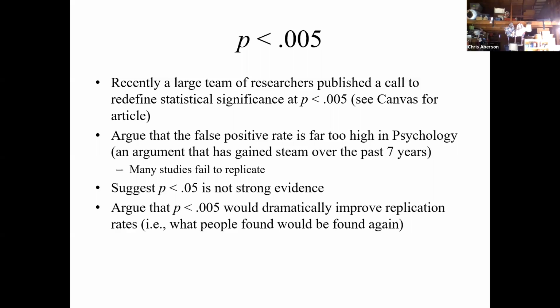A pretty large team recently published a call to redefine levels of statistical significance at 0.005. A lot of reasons for this, but their primary argument is the false positive rate in psychology is way too high. Changing the criteria at which we could reject a null hypothesis will change that. We'll make fewer false positives. And they also suggest that this would greatly improve our ability to replicate studies.